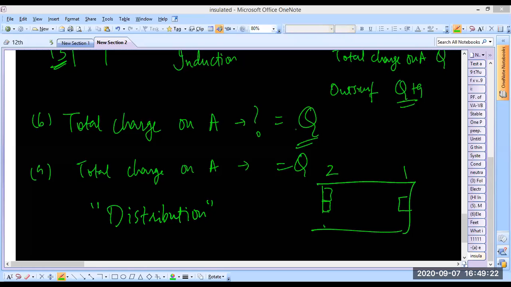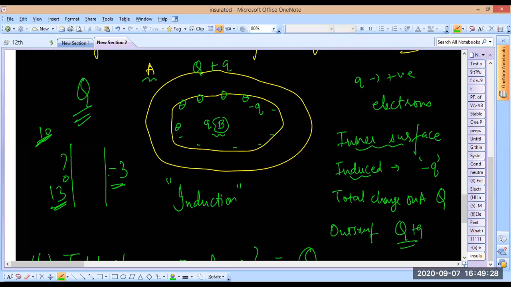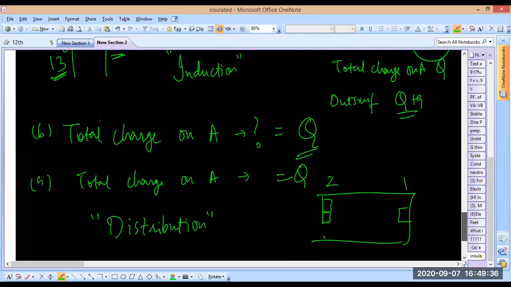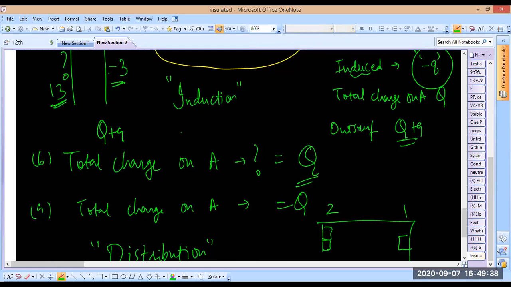No, KR, total charge on A is only capital Q. Let's see how. Charge on outer surface is Q plus Q, right? And on inner surface is minus Q. So how much is the total? Outer surface Q plus Q, inner surface minus Q. How much is the total? Q, right?